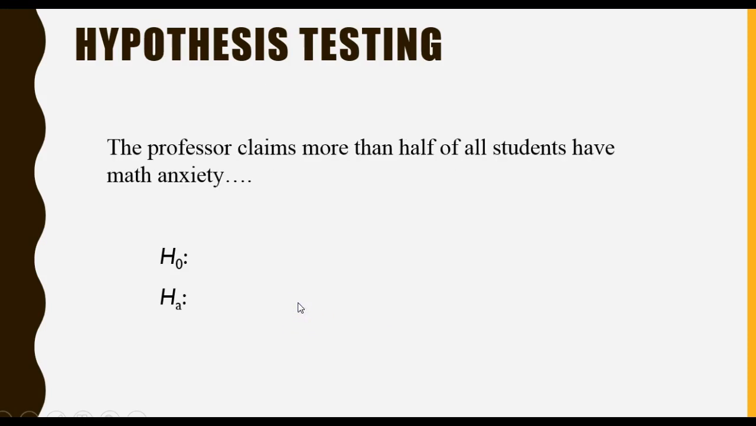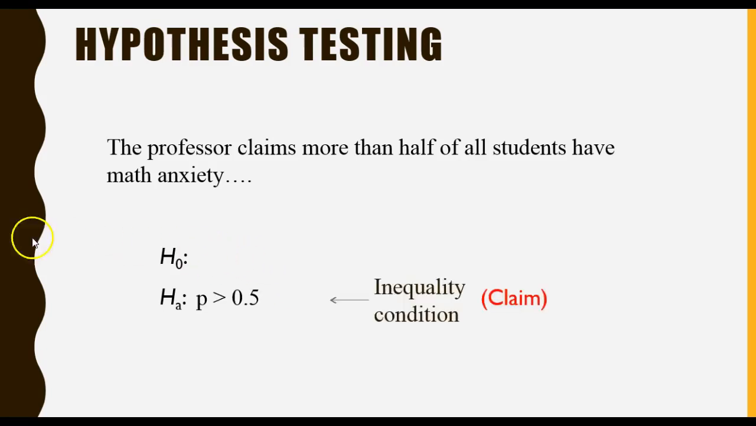Let's say that we have a professor who claims that more than half of all students have math anxiety. What that professor is claiming is that the proportion of students is greater than 0.5, greater than half. So the claim would be the alternative hypothesis. What would be the null hypothesis? That the true proportion is less than or equal to 50%, or 0.5.